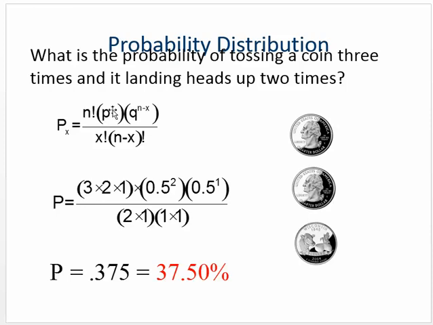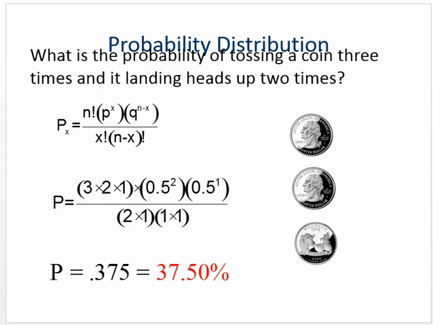P is the probability of it happening correctly. And then X is the number of times that we want it to land heads up. Each individual time has a probability of 0.5. This is theoretical. And we want it to land heads up twice, so it's 0.5 squared. Q is the probability of it not working. If it's 0.5 of the time it's going to work, then 0.5 of the time it's not going to work. And that would be to the power of 1. If it's going to happen 2 times correctly, then the third time would have to be not correct.